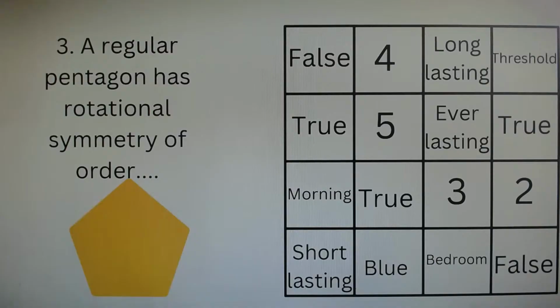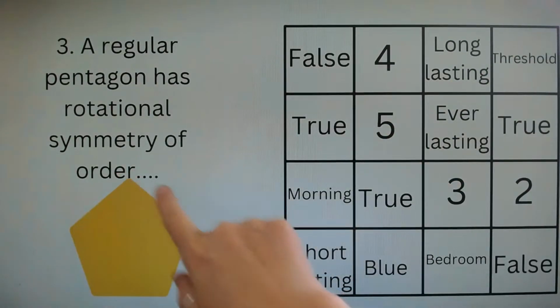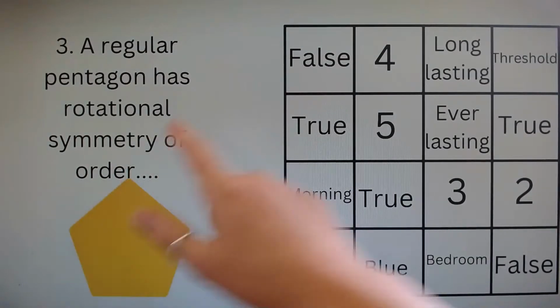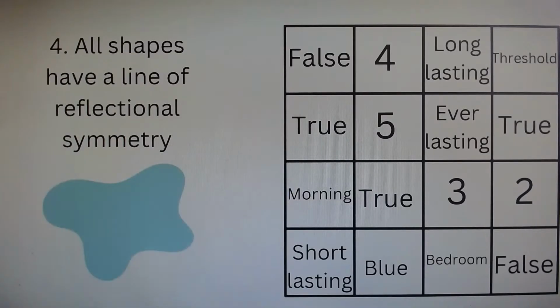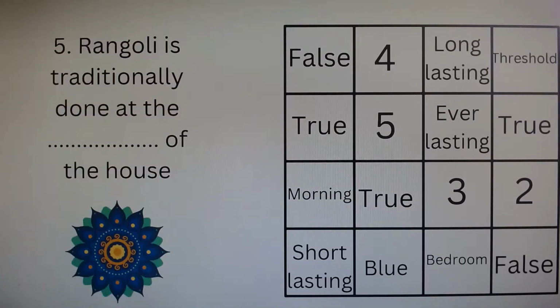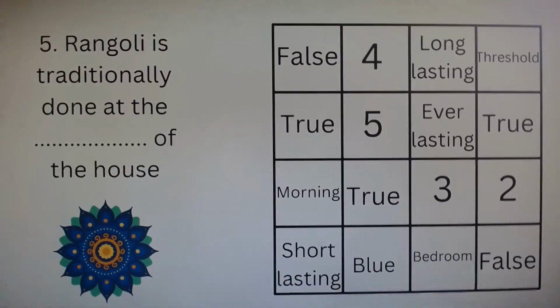Okay. A regular pentagon has rotational symmetry of order 5. It fits into itself into each corner as it goes around. Question 4. All shapes have a line of reflectional symmetry. This one does not. That is not true. So you had to colour in the other false. So both the falses should be coloured in. Question 5. Rangoli art is traditionally done at the threshold of the house. And then you had to colour in one more square.